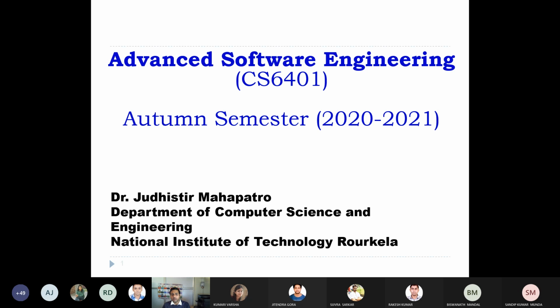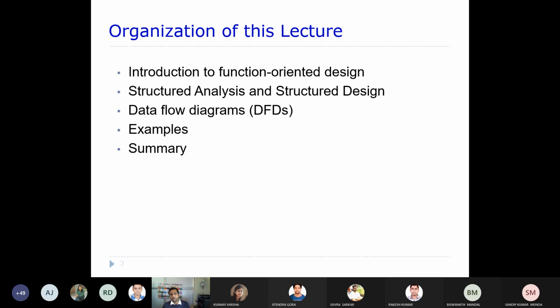So today we'll talk about function oriented software design. As part of this, first we will go into what is function oriented design, and then we will see structured analysis and design, and then we'll see data flow diagrams, and we'll see some examples, and then we'll end up.